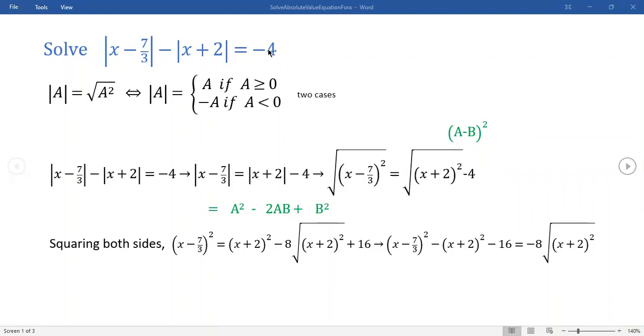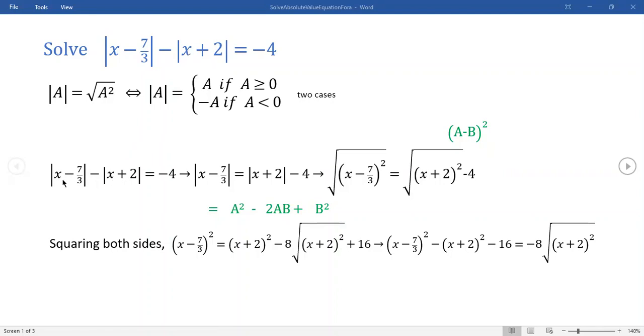Now, at first you think, oh, there could be no answer because how can the absolute value be negative? But this says the absolute value of something minus the absolute value of something. And that can be negative if this expression on the right-hand side has a larger magnitude. Okay, so here we go.